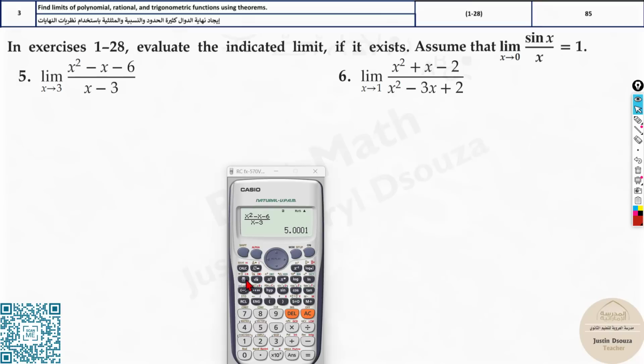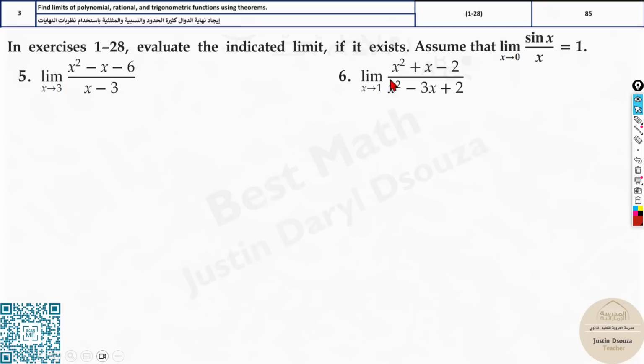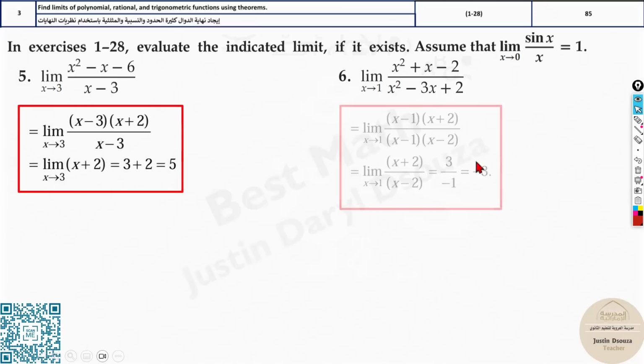Now let me do this next one. Here it is x squared plus x minus 2, and what do we have over here? x squared minus 3x plus 2. Now here we just have to type calc, and what is the value here? Instead of 1, I will have to take 0.999. I'm getting negative 3. And what about the right side? It's 1.0001, and again it's negative 3 itself.